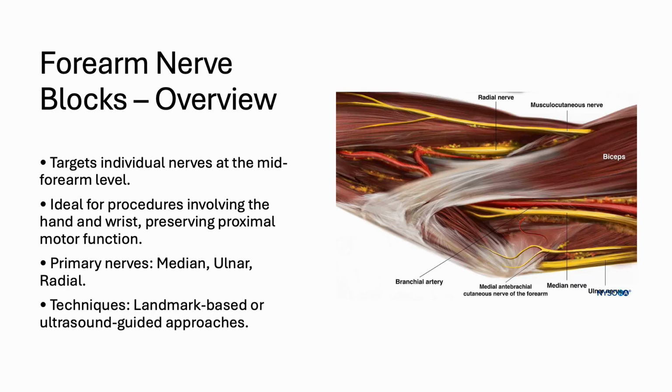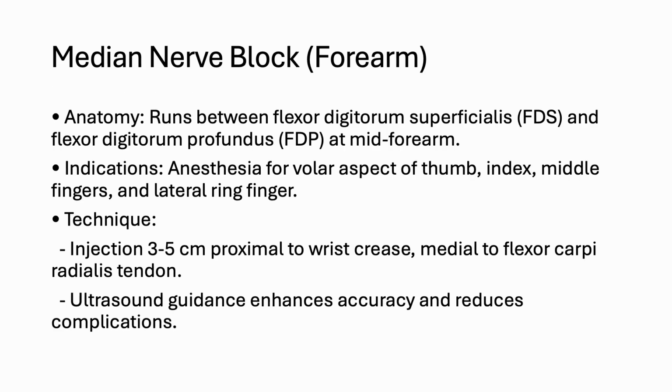We're talking about forearm nerve blocks, okay? We're going to target the individual nerves at the mid-forearm level. It's going to be ideal for procedures involving the hand and wrist, preserving proximal motor function. So we're targeting primarily the median, ulnar, and radial nerves. We can use landmark-based or ultrasound-guided approaches.